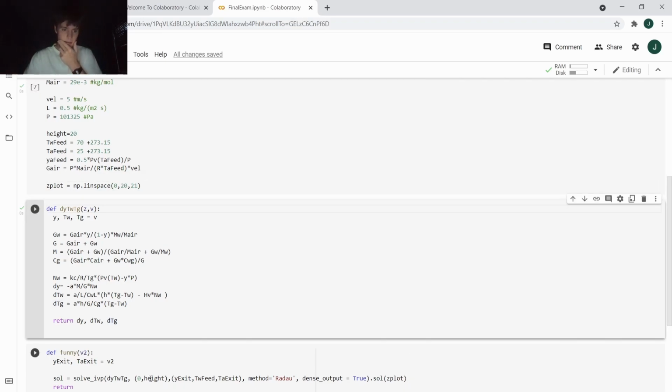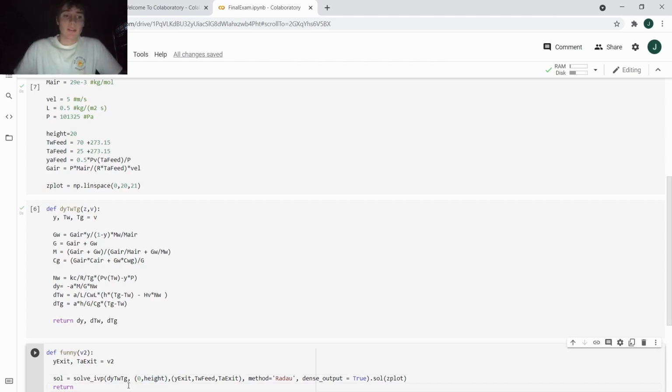So it's going to take these as z plot, and what this sol variable is, is an array that contains 3 arrays. The first array is the mole fractions of water vapor between 0 and 20 meters down. And then the second array is the temperature of the water between 0 and 20 meters down. And then the third array is the temperatures of the air, of the gas, between the top of the tower, 0, to 20 meters down to the bottom of the tower.